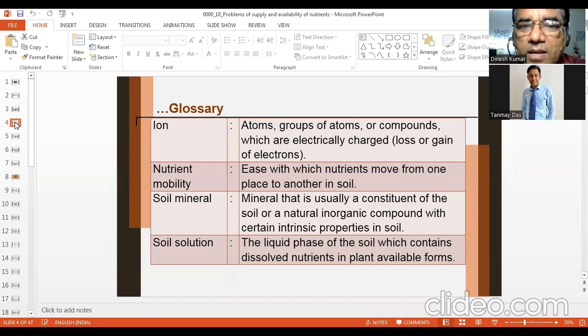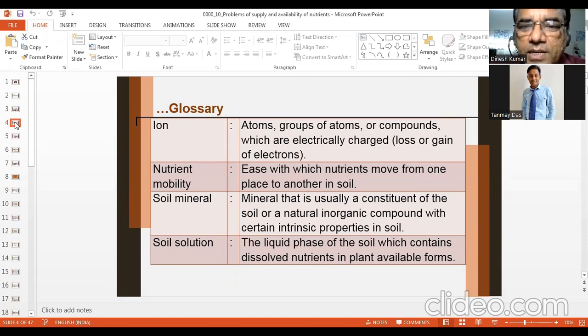Ion. Ions can be atoms, groups of atoms, or compounds which are electrically charged. So it can be like ammonium. Ammonium is a group of atoms. One is nitrogen, other is hydrogen. HPO4 has hydrogen, phosphorus, oxygen. So atoms, groups of atoms or compounds which are electrically charged, with loss or gain of electron, may be cation, may be anion.